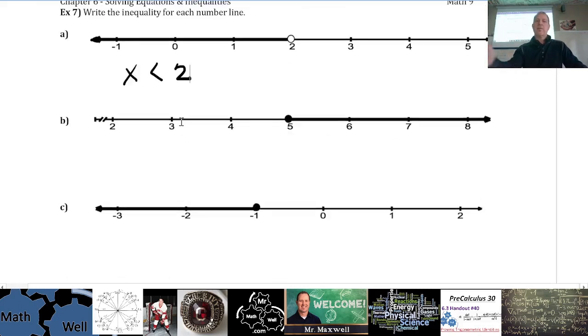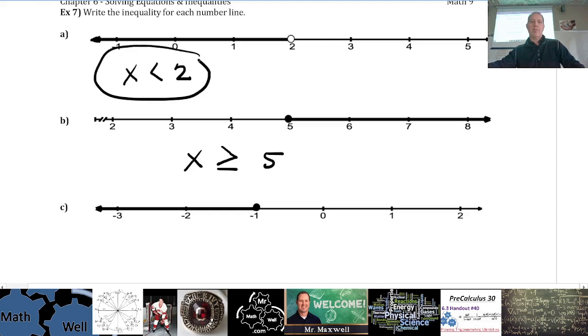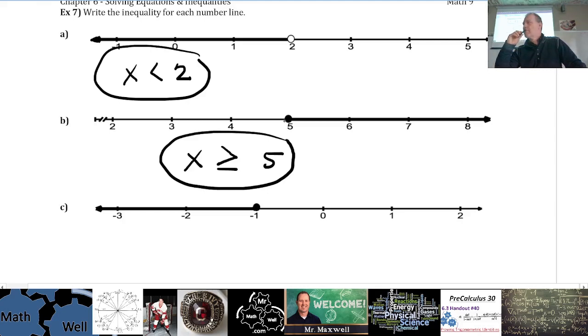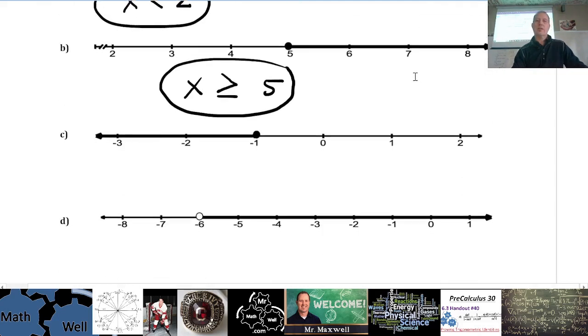I'll do the second one for you as well. So this one is going to be a solid dot, so that's going to be or equal to as well, and 5 is the number. It's to the right of 5, so that means whatever the variable is, all the solutions are going to be greater than 5, and because it's a solid dot, or equal to. So that's your inequality for B as well. So there's A, here's B. Any questions about that? It should be pretty easy for you. Okay, go ahead and finish C and D, and then I'll give you your assignment for the day.